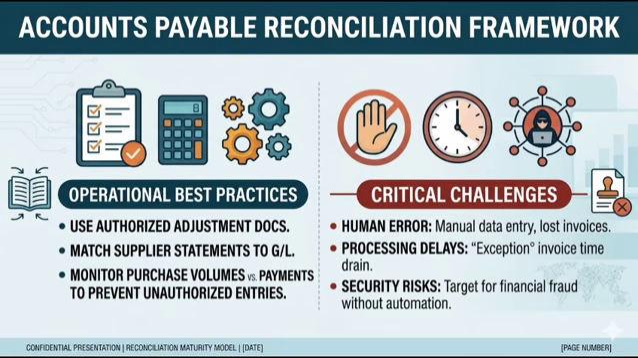Part 2. Critical challenges. The cons. These are the 3 things that keep AP managers up at night. Human error. The fat finger problem. One extra zero or a misplaced decimal point can cost thousands. Plus, physical invoices can get lost on someone's desk or buried in an email thread.